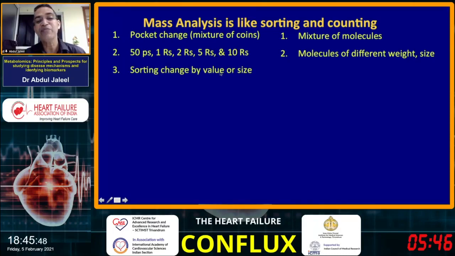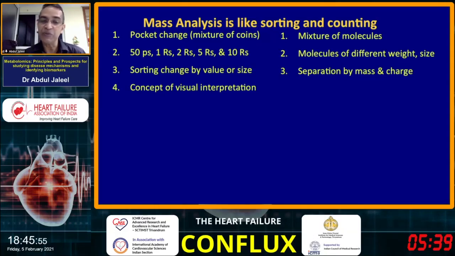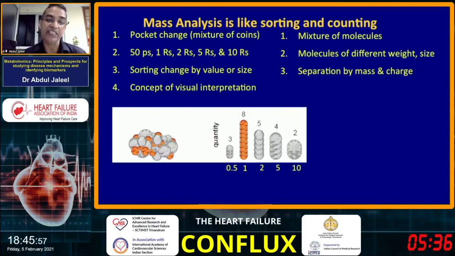Then sorting coins by value or size. Here, separation of mass by charge. So the concept of, finally, the concept of visual interpretation. This is the 1 rupee coin, but it has several coins. 8 coins are there. Here in the 10 rupee, only 2 coins are there. There are 5 rupee, only 4 coins are there. Even though these two are 20 rupees, they don't merge with each other. What is more important is the value of the coin. So the reason, finally, the interpretation is like a spectrum.